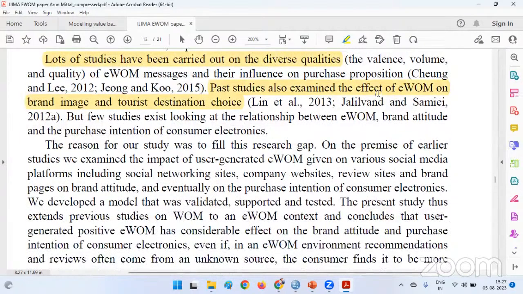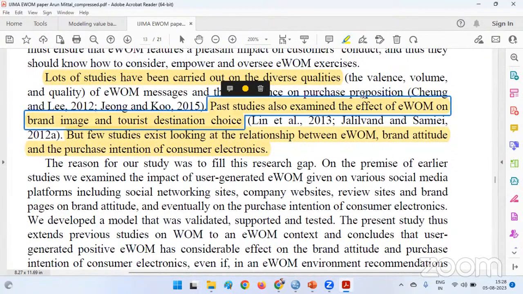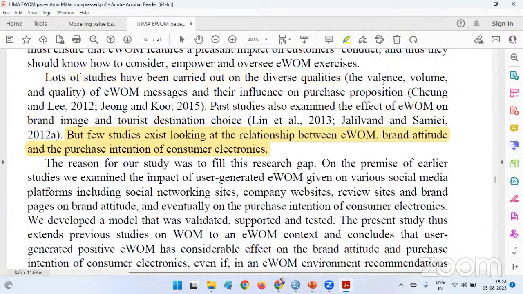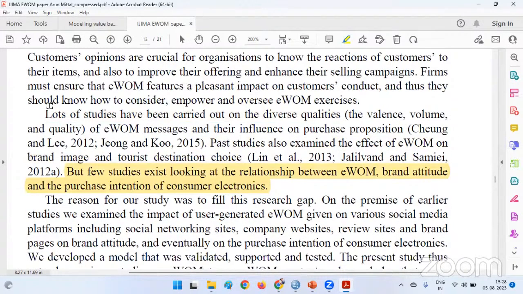So on the premise of earlier studies, we examined the impact of user-generated EWOM given on various social media platforms, including social networking sites, company websites, review sites, and brand pages, on brand attitude. So how do you write it? It's very important. We are writing on the premise of the earlier studies. We are not doing it in isolation. Studies are not done in isolation. They are done on a premise which has already been set by other researchers.